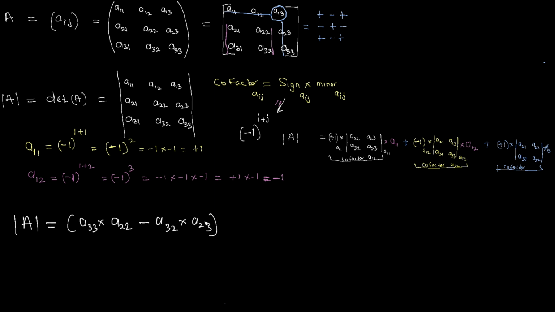So that is this one here. That times that minus that times that. So that's how you calculate the minor matrix. And I need to times it by A11. So that will be times A11.